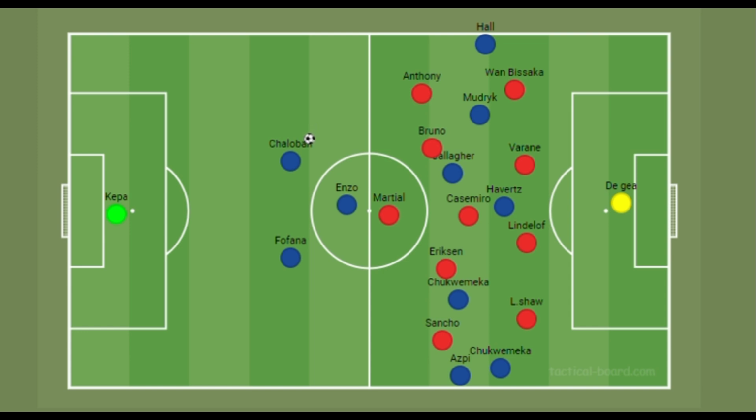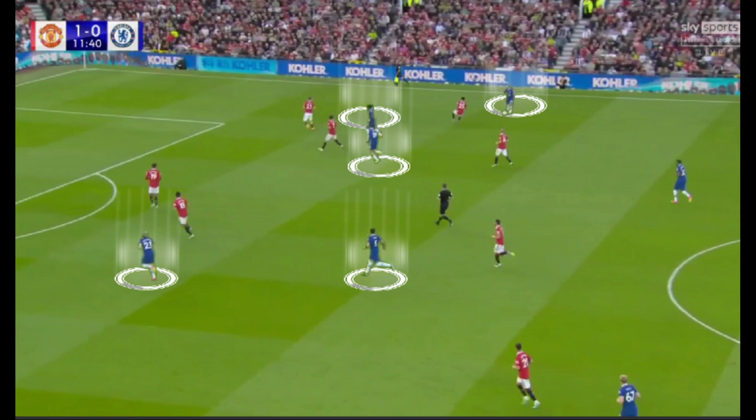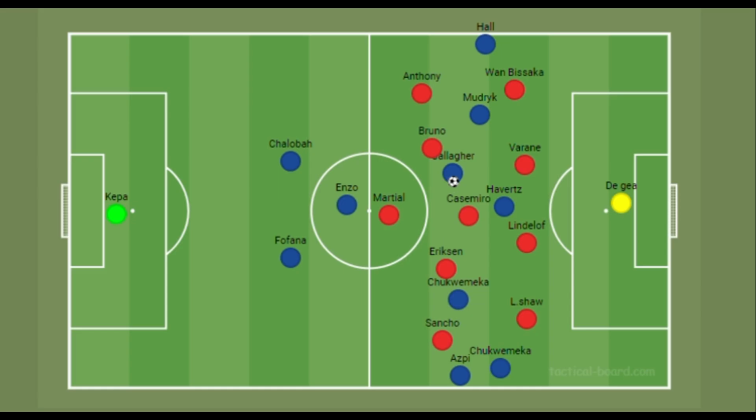Now, when Chelsea tried to break through this mid block, Man United positioned Bruno and Eriksen in a position whereby when Casemiro wins the ball, they were able to get the ball and launch counter-attacks in behind Chelsea's backline. Here you can see Chelsea's disorganized attacking structure.